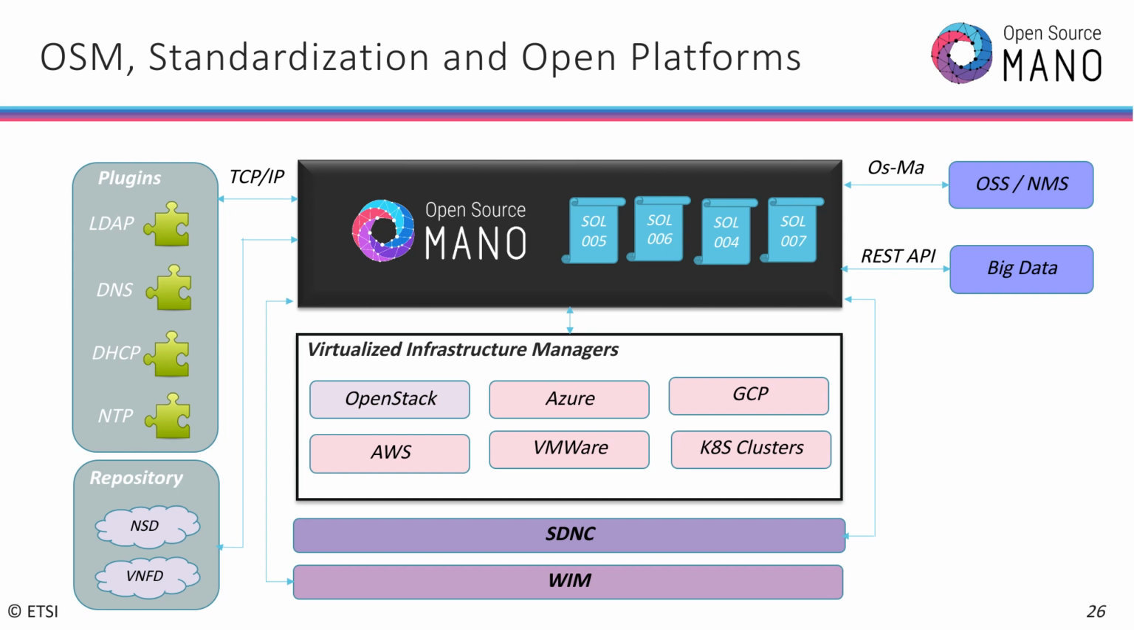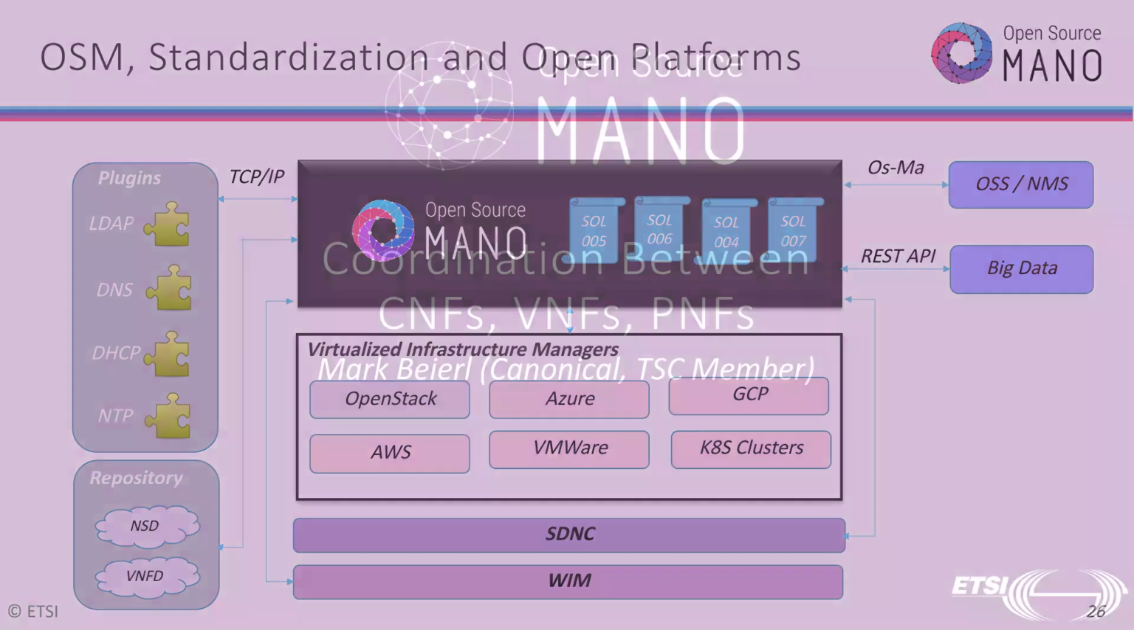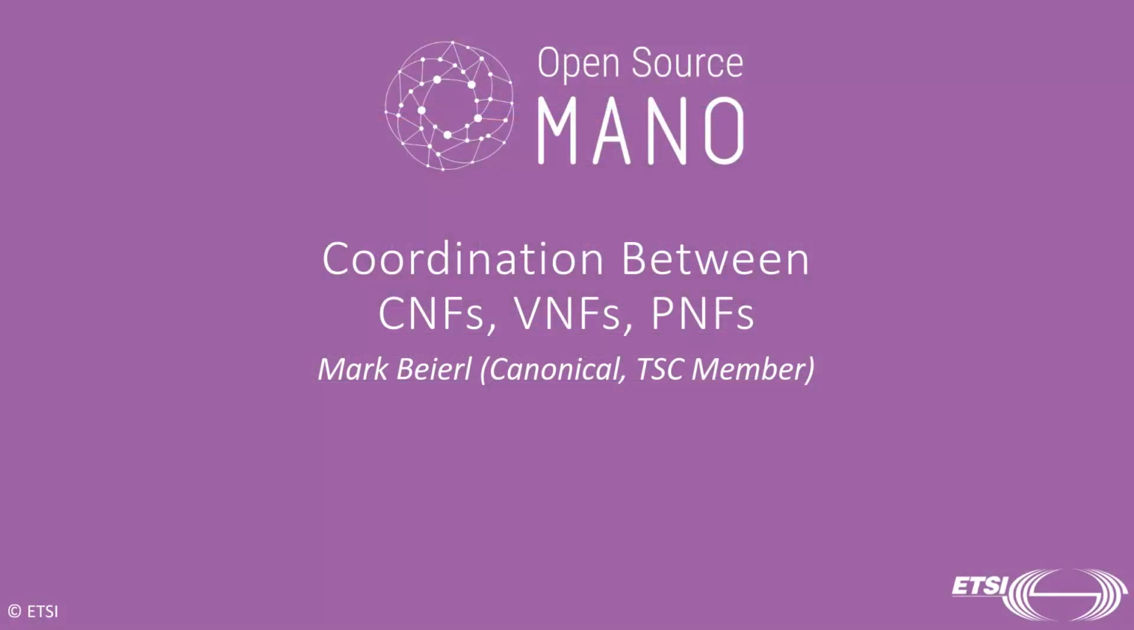Like what is the VLAN, what is the IP subnet, and then you can go ahead and deploy your services and roll out the DC. So this is what we bring in with openness and the power of the open platform from an Open Source MANO perspective. So with this, I'll hand it over to Mark, who is also a TSC member in Open Source MANO. So over to you, Mark.